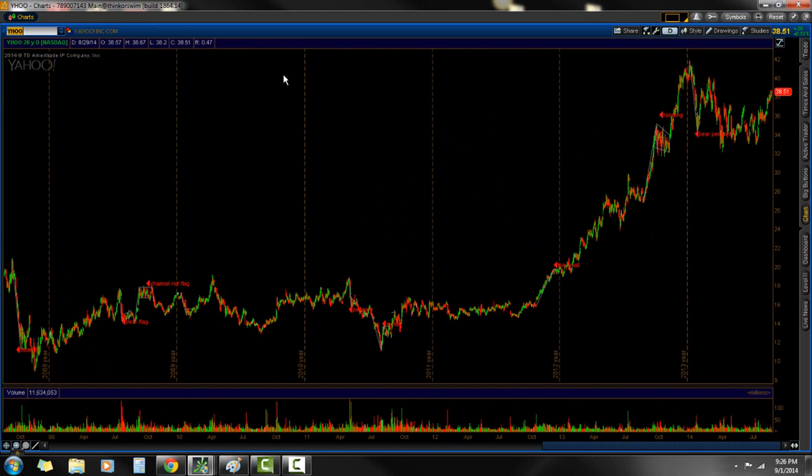Yahoo has a bunch of them. Flags are pretty prevalent in the market. You'll find a whole bunch of them, because it's pretty common behavior of traders to create these types of price action and flags.